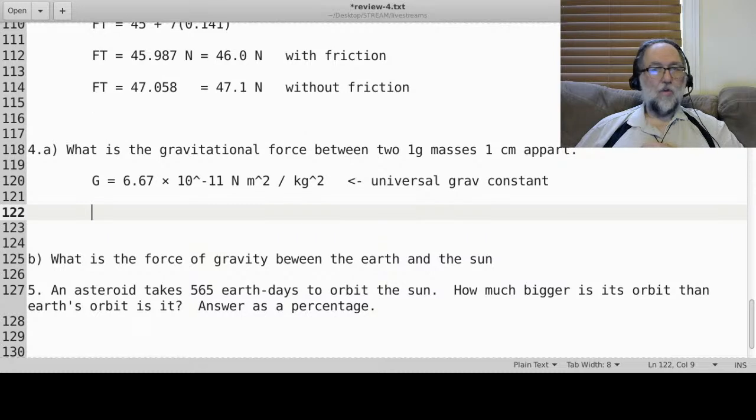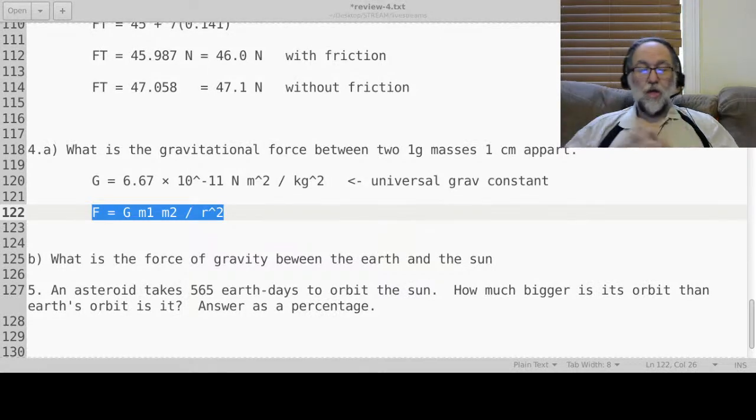Right here, there's the formula. This formula right here is Newton's universal gravitational law. The constant in it, the capital G, is this value up here. I would never ask you to memorize a constant.